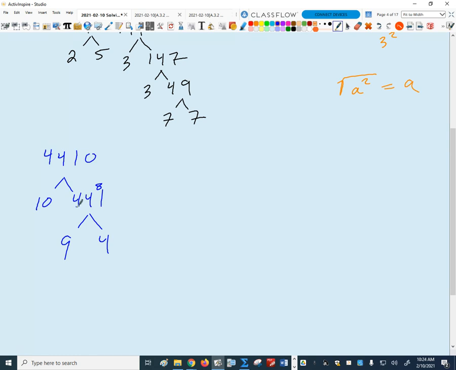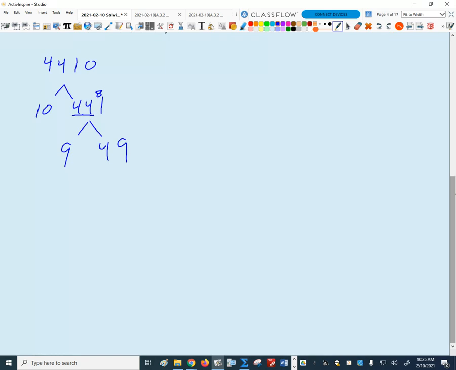9 doesn't divide into 4, so I move over now. Doesn't divide into 4, but it does divide into 44 4 times. 9 times 4 is 36. So there's 8 remaining. So then I'll just look, how many times does 9 go into 81? 9 times, right? And then look what I get. Now I know that I've got a couple of 3s and a couple of 7s, right?